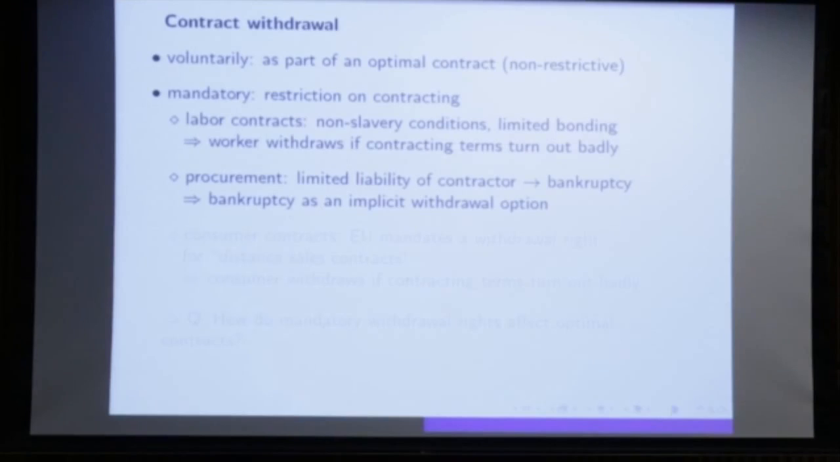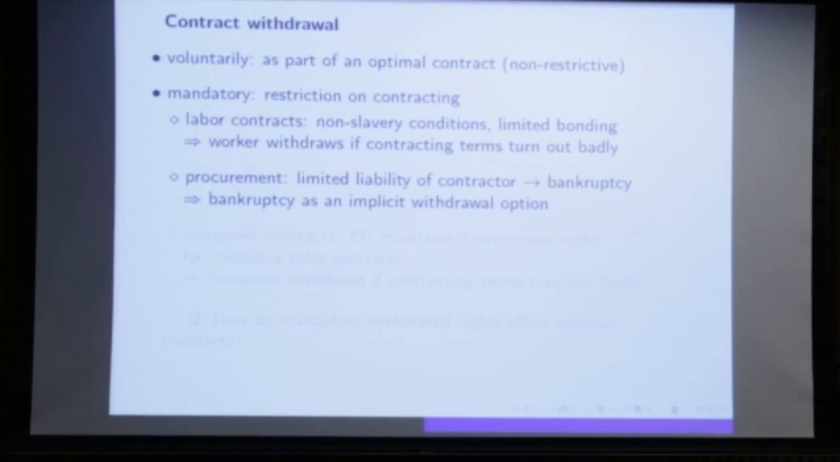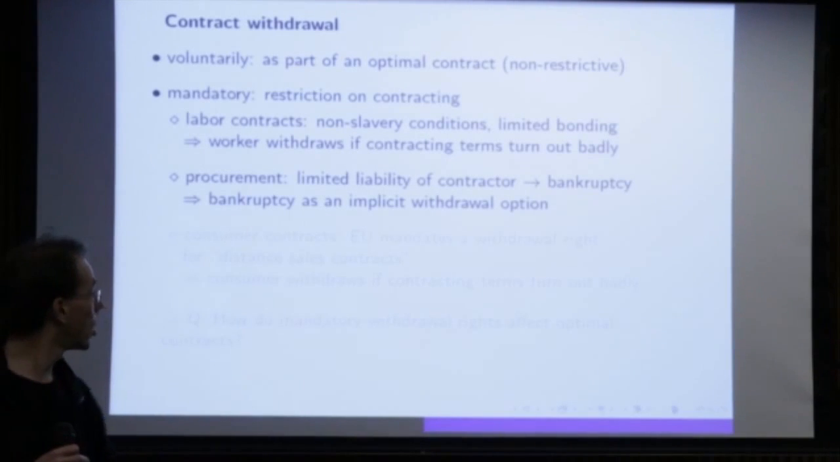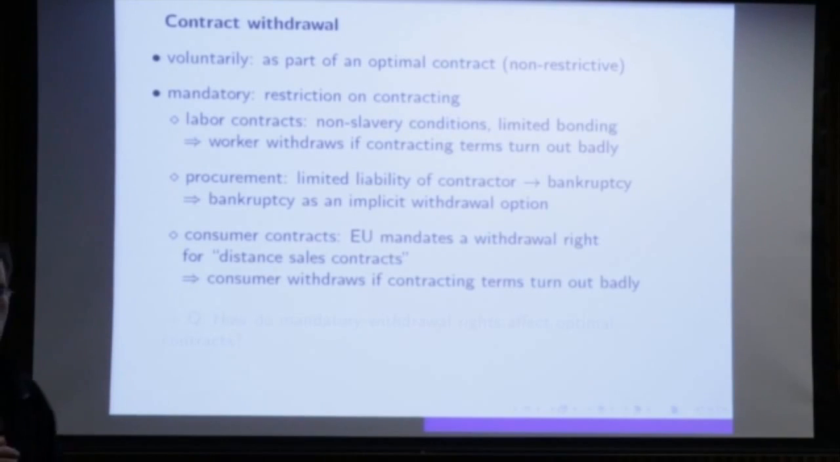Another example is procurement contracts. When the contractor is a firm protected by limited liability, there's always the risk that this firm may go bankrupt, and from the procurer's view, this looks like an exit option of the contractor, a sort of withdrawal right. What I'll be focusing on today is withdrawal rights in the context of consumer contracts, but I think the other two examples would fit our story as well.